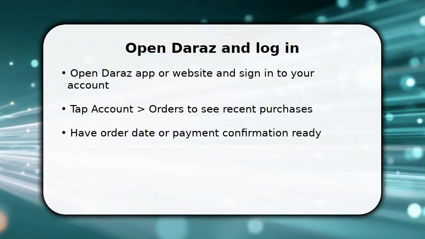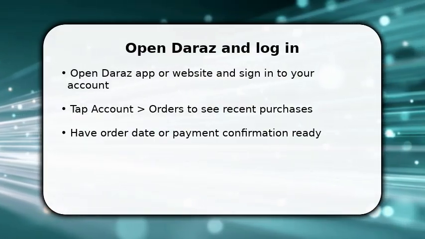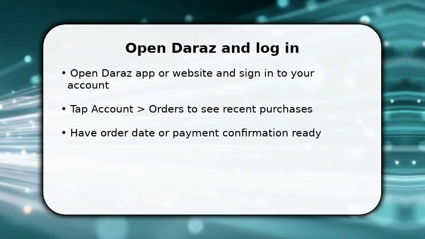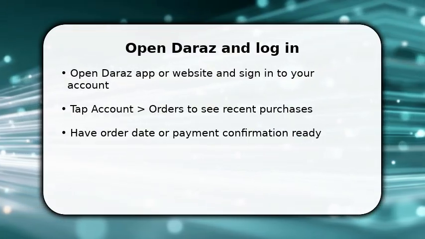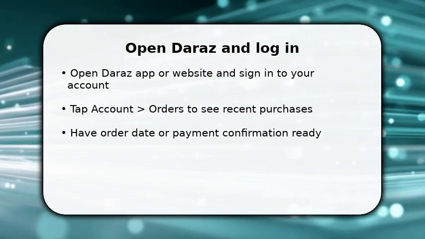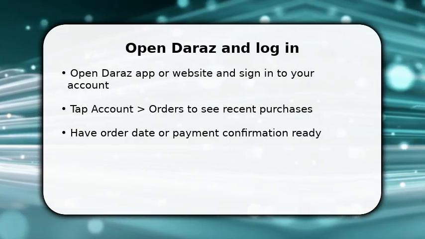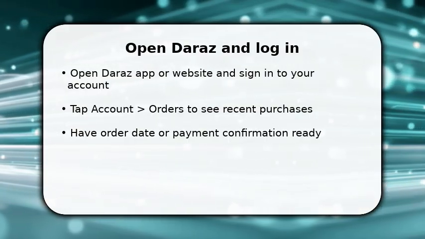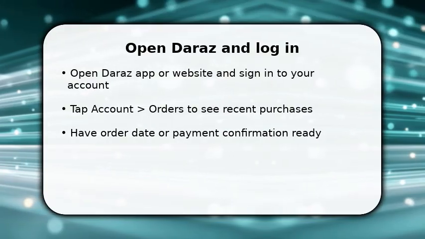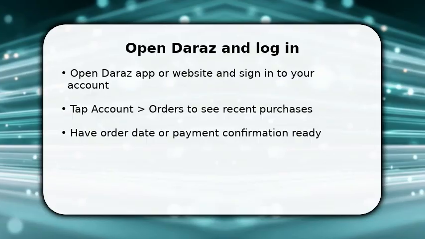You start by opening the Daraz app or the website and signing in with the account you used to buy the item. Once logged in, go straight to Account, then Orders. This is where Daraz stores purchase records. Make sure you can spot the order by date or price to avoid confusion. If you paid by card, have the confirmation handy. This ensures you land on the correct order page quickly and keeps the next steps focused and accurate.